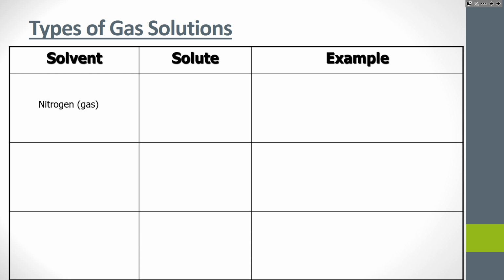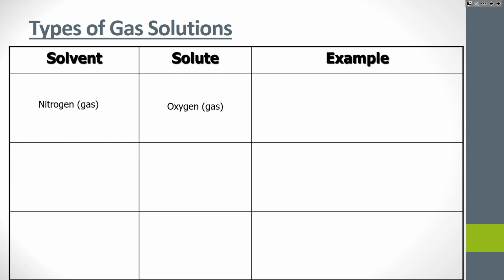The first one is gas solutions. In each of these, our solvent, the larger part of the solution, is going to be a gas. And then into that gas, we're going to dissolve gas, liquid, and solid. So if we take oxygen gas and dissolve it into nitrogen gas, in other words, we have a perfectly even mixture of oxygen and nitrogen gas, that would be a true solution.